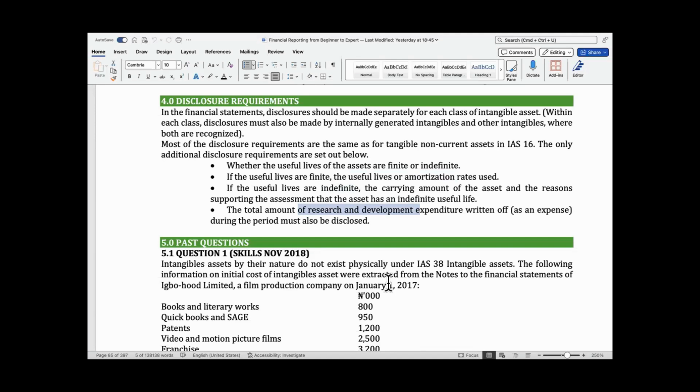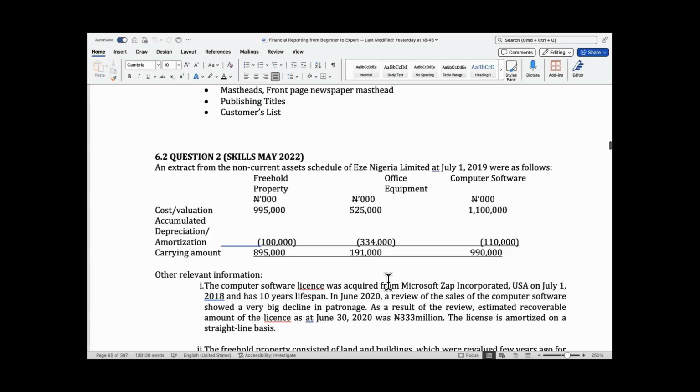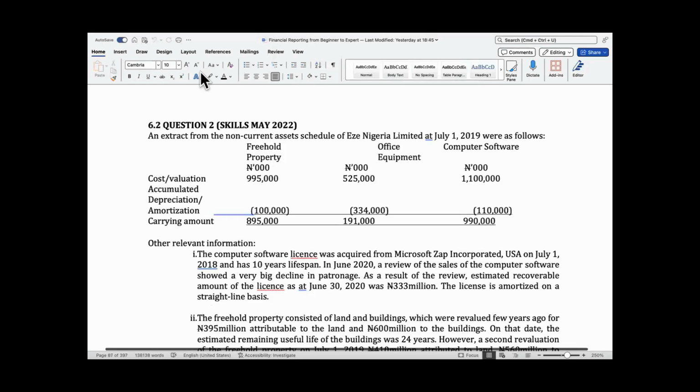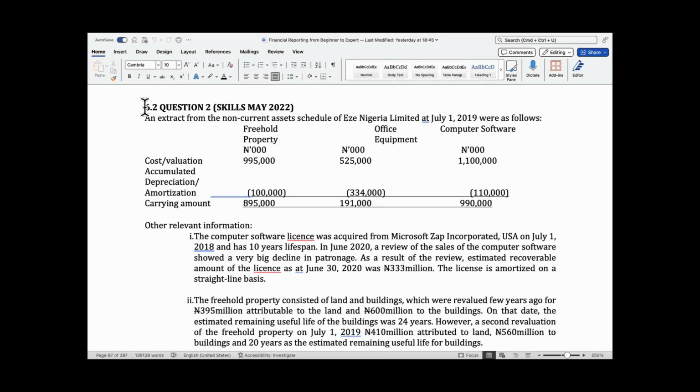So there are past questions here. I will solve one, and I want you to solve this one yourself without looking at the solution first.